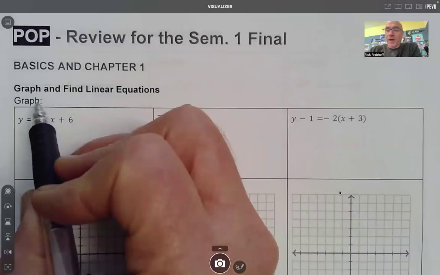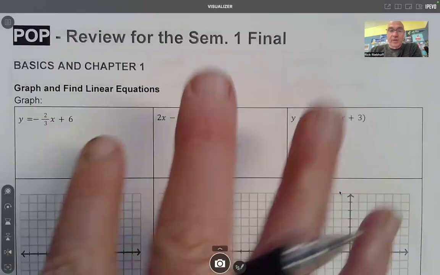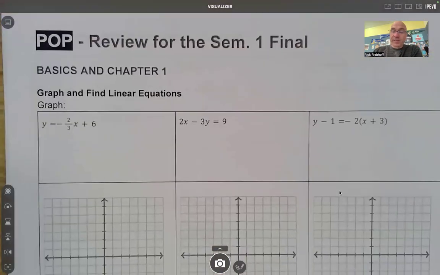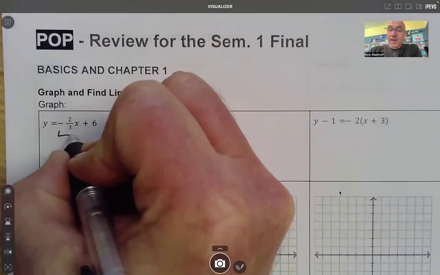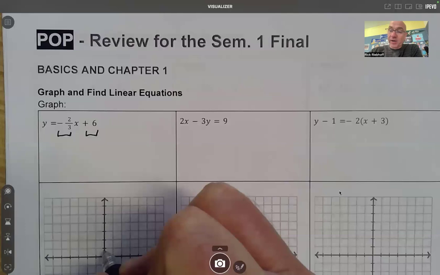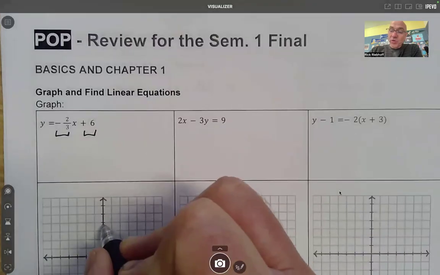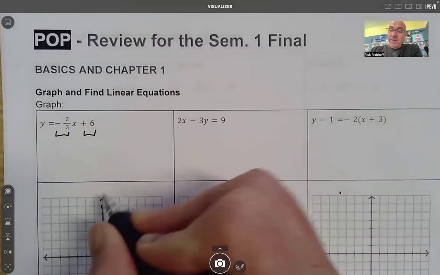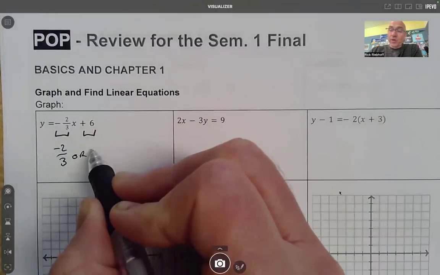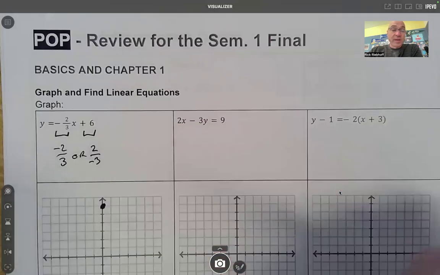This is way back at the beginning, graphing and finding linear equations. So we're going to graph here, we're going to find here, and we're off to the races. This one is in slope intercept form, the most standard form. So we're going to go up to 6. 6 is right there. And then our slope is either -2/3 or 2 over -3. We could go either one.